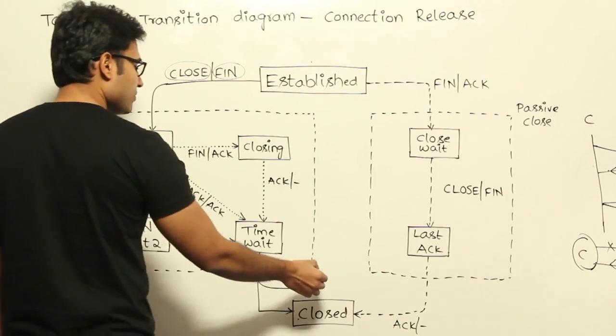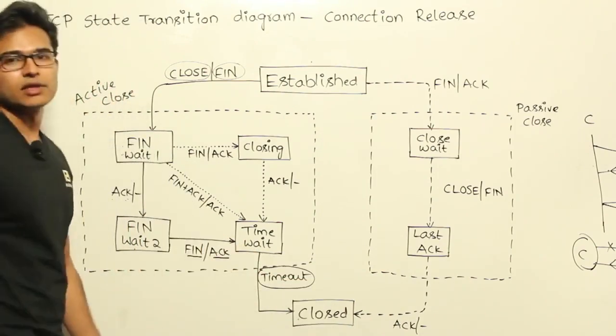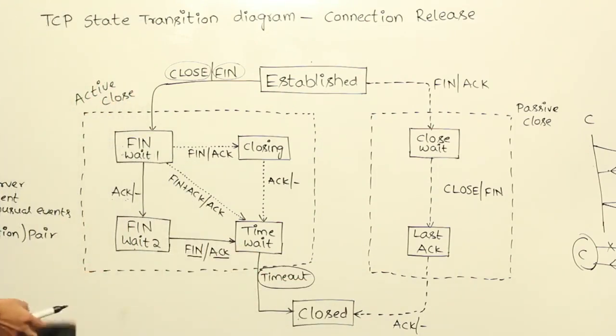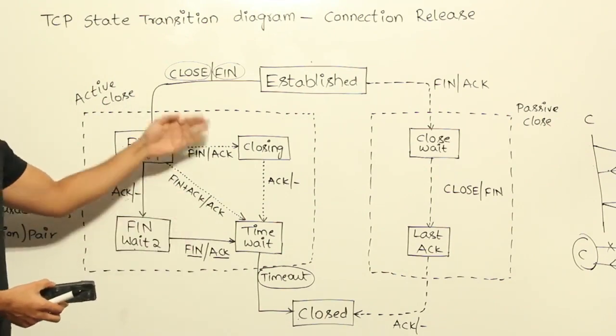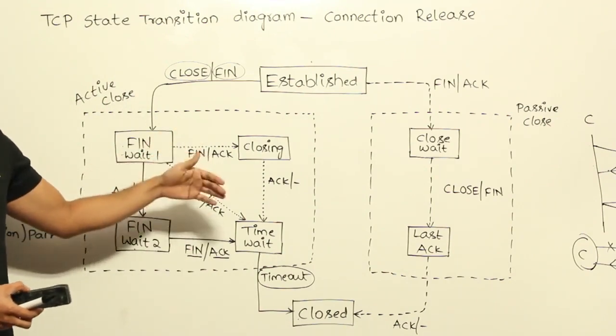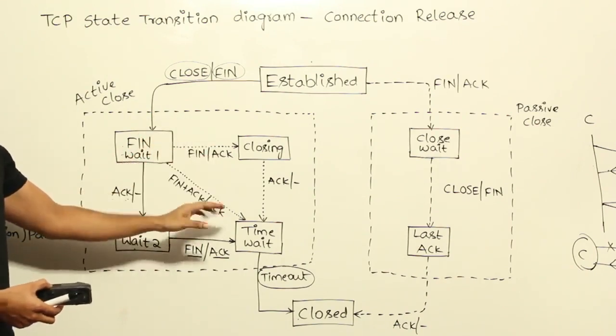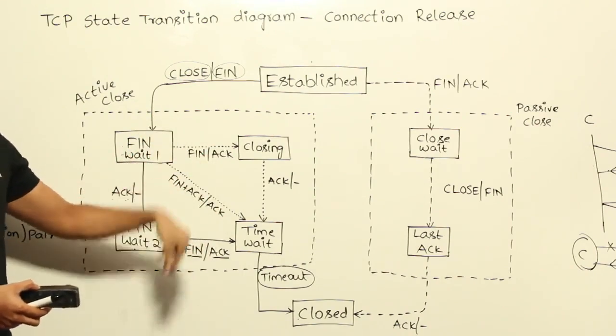Generally it will wait for the maximum lifetime of a segment. So why will it wait? In case some of the packets which are supposed to be received in this connection got delayed because of some reason, then it will wait for some time to receive them, right?